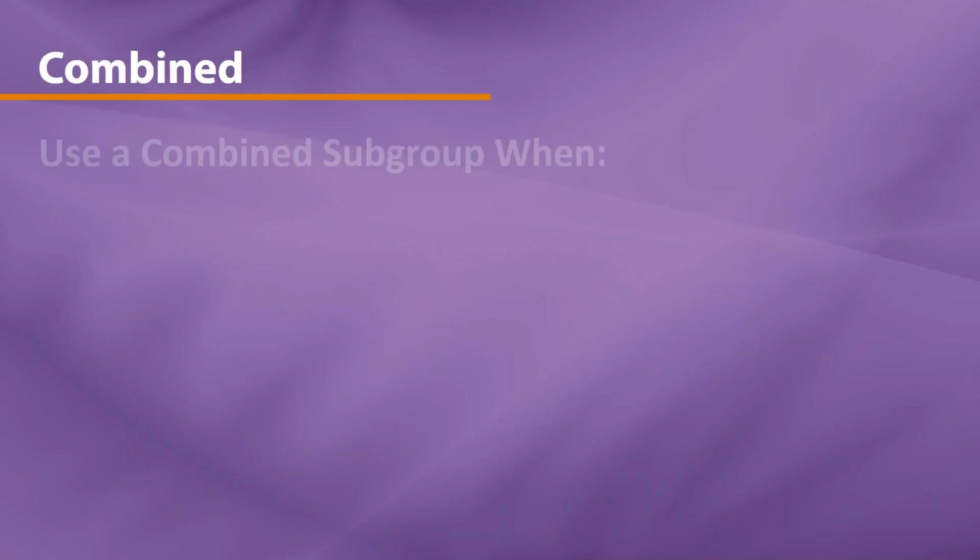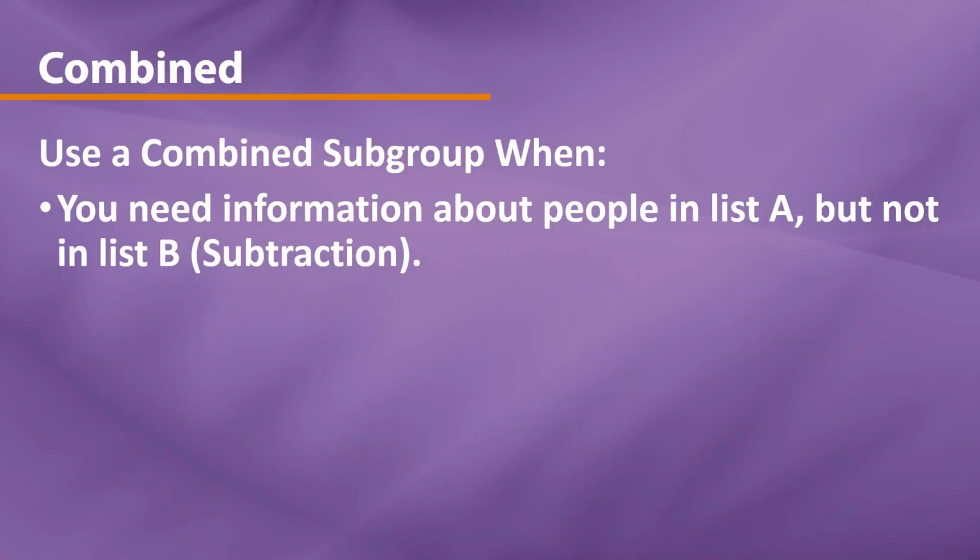Use a combined subgroup when you need information about the people in list A, but not the people in list B. So in most cases, they've added reports for this scenario. So it's a subtraction scenario. Back in the olden days, I guess you could say, we created a lot of subgroups for finding people who were not participating in certain things. So for people who are not attending, for people who are not contributing, for people who are not participating. Now we have the absentee report, which is used for people who are not attending.